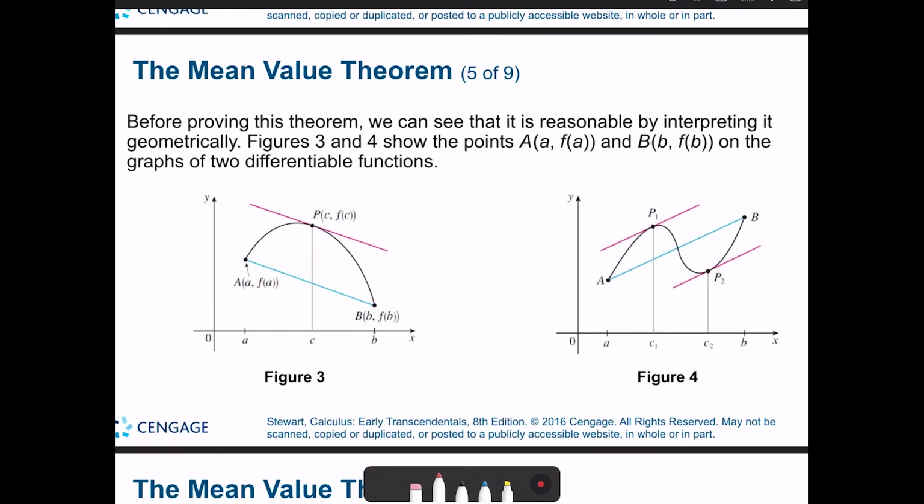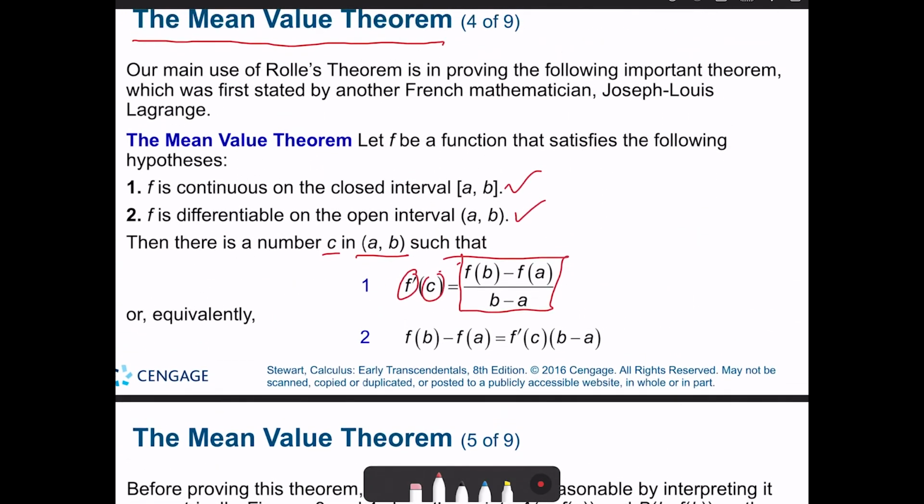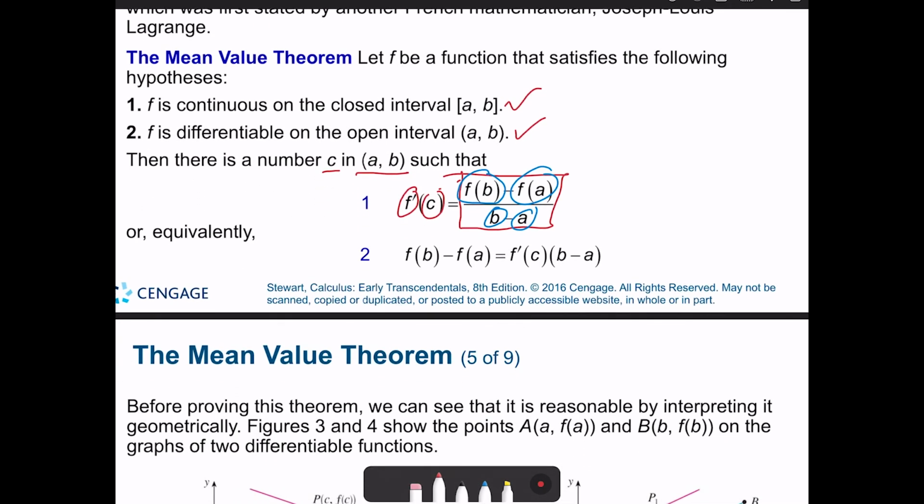So in figure 3 and in figure 4, the blue line connects the beginning and ending points of those curves on that interval, and the slope of that blue line is calculated by essentially doing y2 minus y1 divided by x2 minus x1. Slope. Or equivalently, if we multiply both sides of that equation by the denominator, b minus a, then we get this second equation that's shown to us here. So we can use those interchangeably.